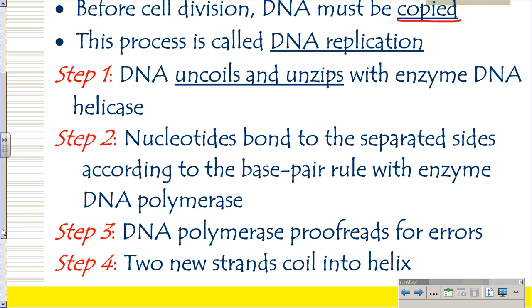Then we have to send in some free nucleotides like A's, T's, C's, and G's, and they will go find their base pair partners and base pair together. So step 2, nucleotides base pair. They're just going to go find them and replicate.